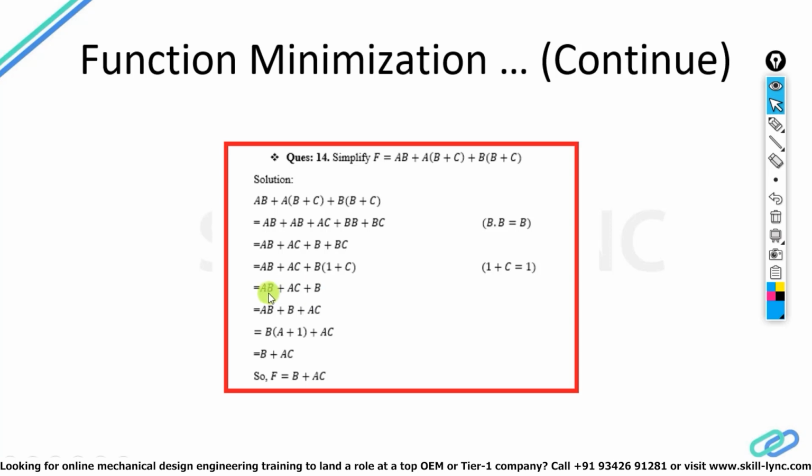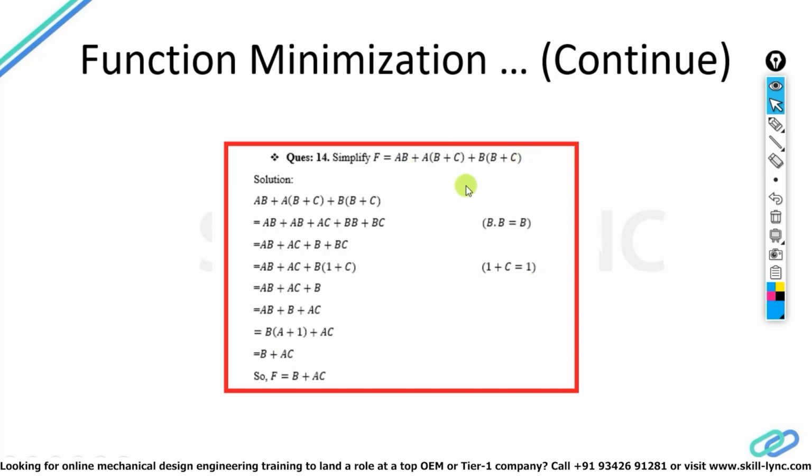But if I take b common out of ab plus b, I will get a plus 1, and 1 plus something is 1. So it is 1 into b, that is b plus ac. So this is the final answer. Just go through the question once again.